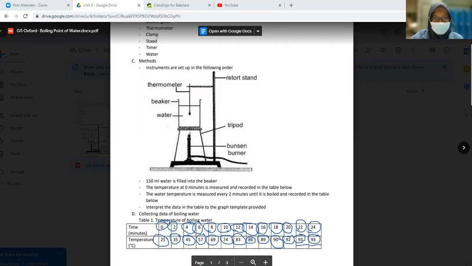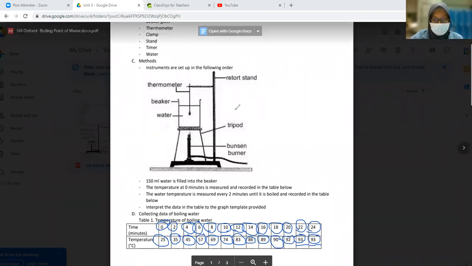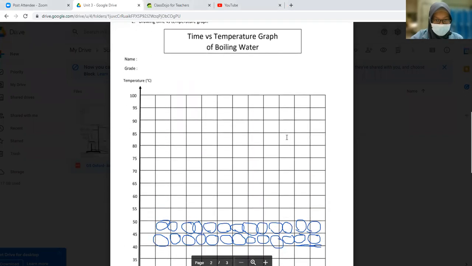Miss, if we keep boiling the water, will the temperature keep rising? It won't. It will stay at that temperature until all the water becomes water vapor. Okay, let's move on to the graph.